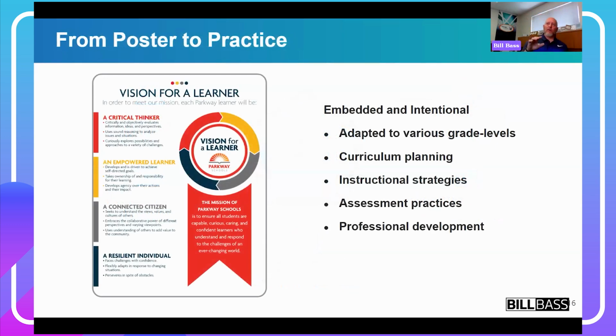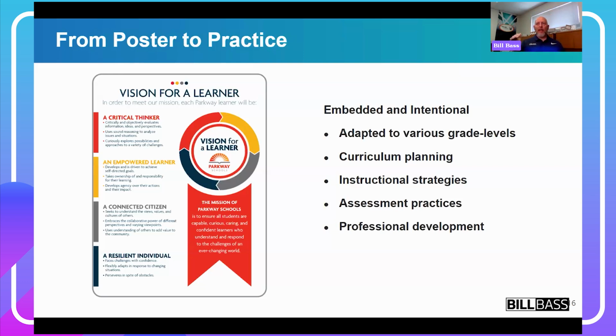So, in order to go from poster to practice, we really do have to think about this in a variety of different ways. And we're about to get into a component where we want to show what Learning Genie is capable of by embedding Portrait of a Graduate along the way.